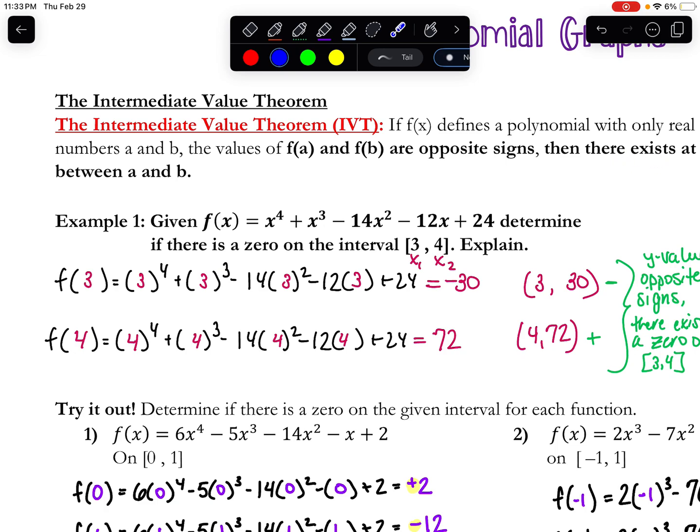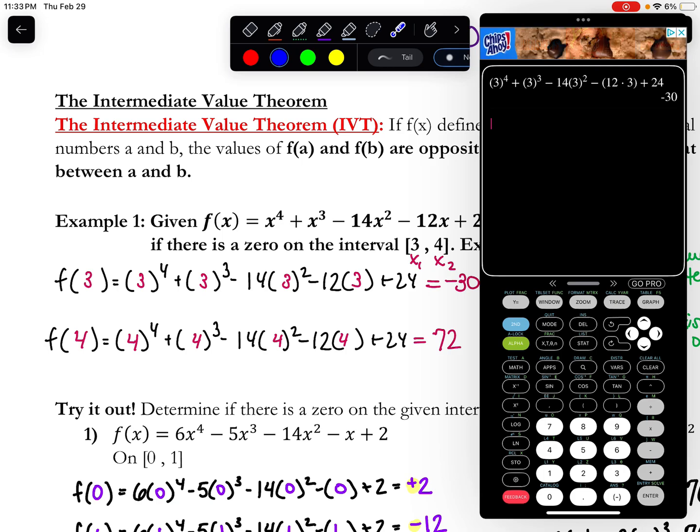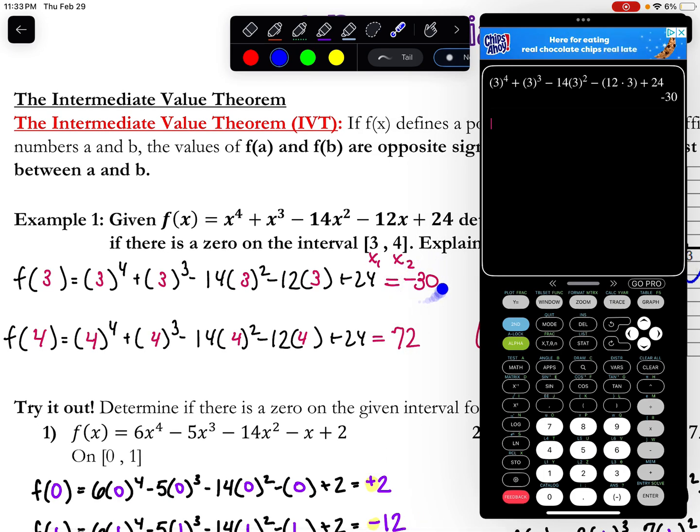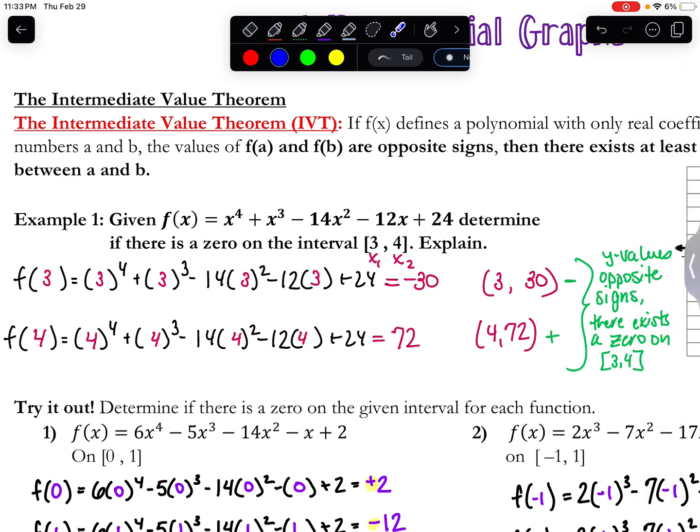So the only thing we need to do then is, if we're given a polynomial and we're asked if there's a 0 on a certain interval, all we have to do is take those two x values and plug them into the polynomial. So we do f of 3 is equal to 3 to the 4th plus 3 cubed minus 14 times 3 squared, and so on. You can plug that straight into your calculator to get that the corresponding y value is negative 30. So that means when x is 3, y is negative 30. And we can do the same thing by plugging in 4. We get that when x is 4, y is 72.